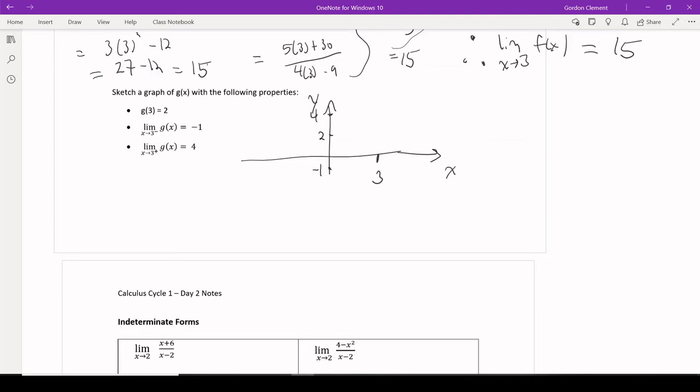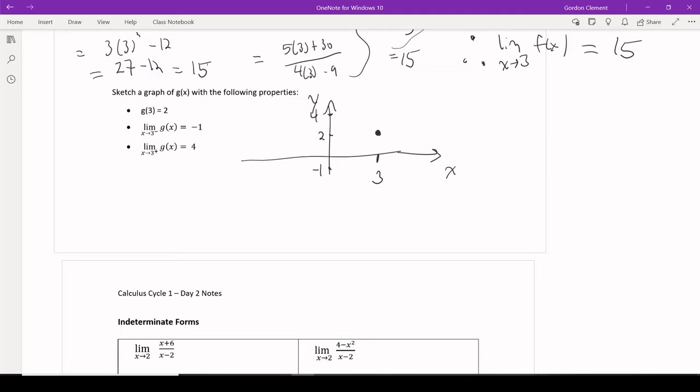Alright, so let's figure this out in parts. What does this first instruction say? G of 3 equals 2. What does that say my drawing has to have? Yep, so it's got to have that solid filled in circle at 3, 2, because that's where the actual function is at 3. It's at 2, so we need that dot on the graph.